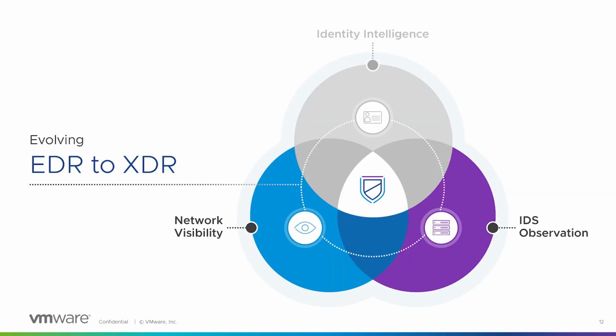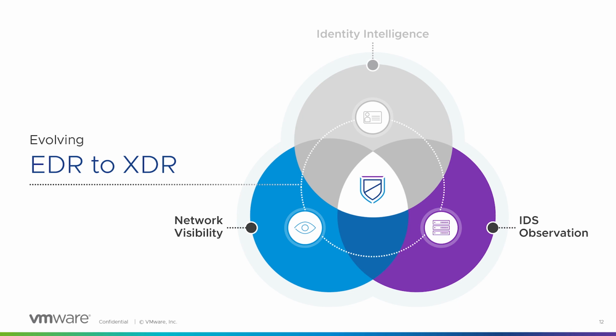So, Carbon Black has also extended its capabilities beyond EDR, endpoint detection and response, by incorporating IDS observation and network visibility. This is done by natively integrating the Lastline Micro IDS blade. The Lastline Micro IDS blade comes from our partnership with NSX, which is VMware's networking side of things. So we're able to pull some of those networking capabilities from NSX into the Carbon Black agent, which is the intrusion detection and response system.